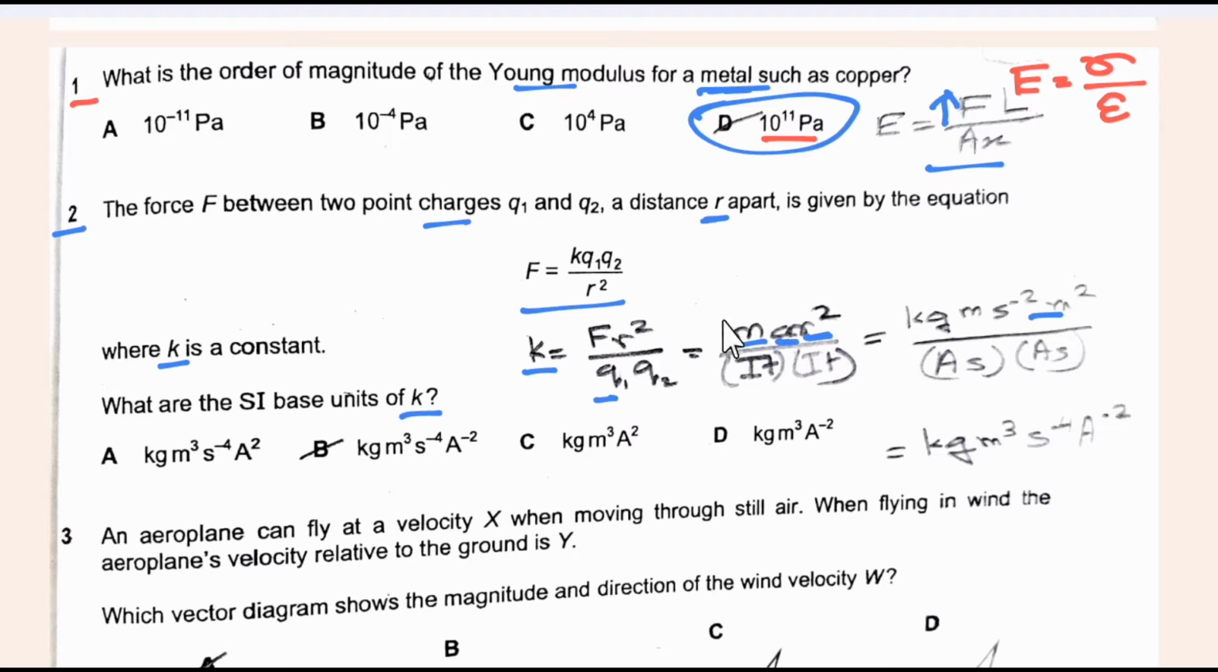Then charge: we know that current is equal to charge by time, so charge is equal to current into time. The SI unit of current is ampere, and for time it is second. So after rearranging this equation, we get our answer as B.